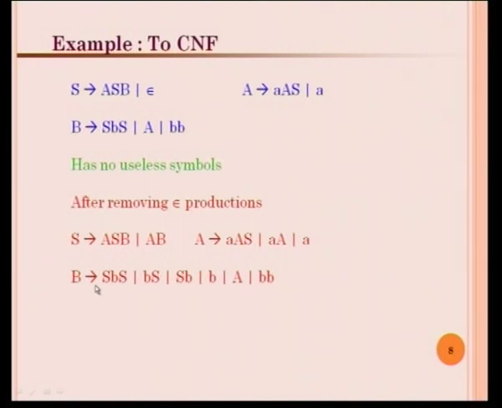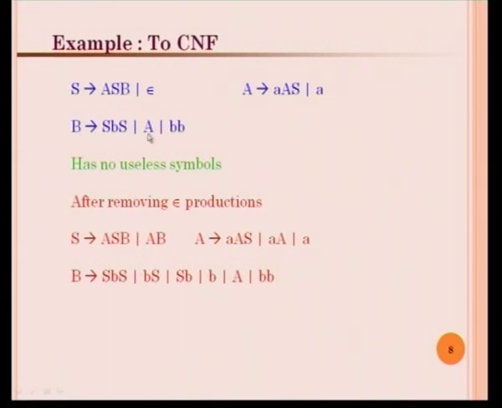Now as far as B is concerned, we have S, B and S, then A, then B. We shall see how we eliminate the epsilon symbol, that is, how we eliminate the nullable production from this grammar, after a short break.